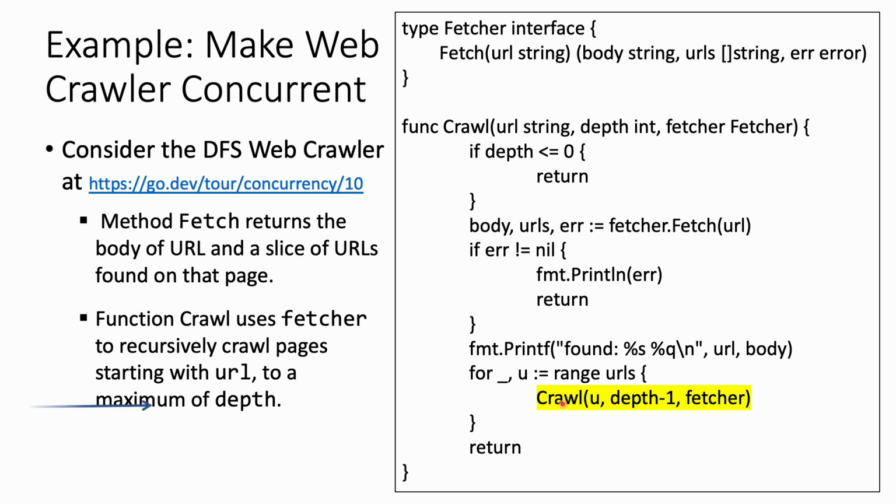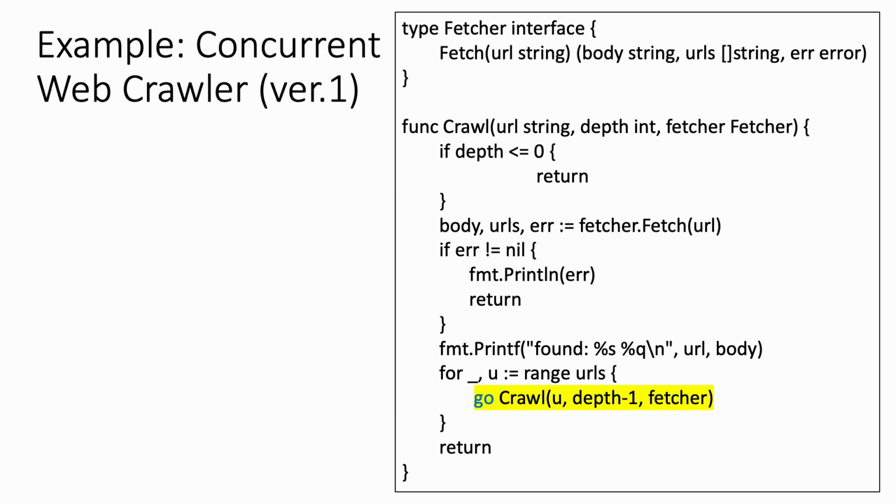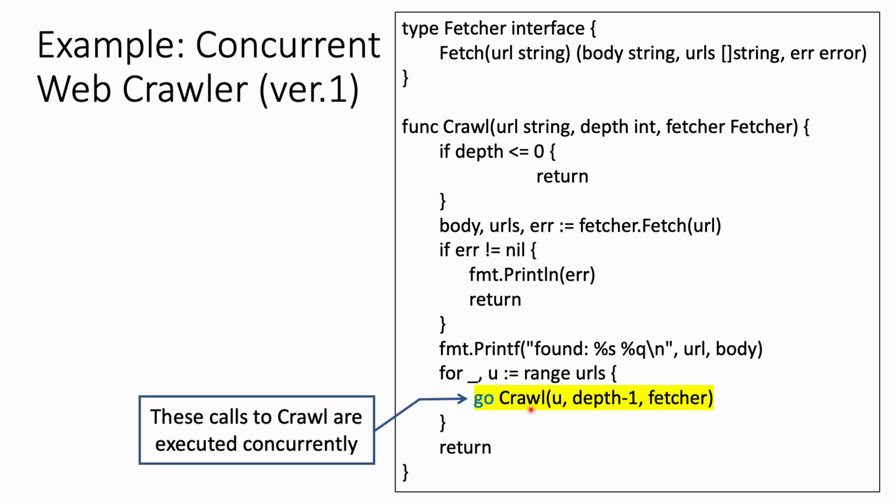Our task is now to make those recursive calls to function crawl concurrent. Our first version of concurrent web crawler simply makes each recursive call to crawl be executed in a new Go routine by adding the keyword Go in front of the recursive call. Then the calls to crawl are executed concurrently.